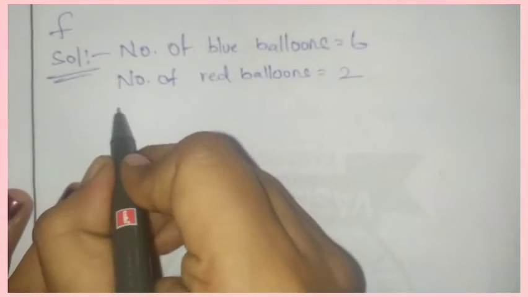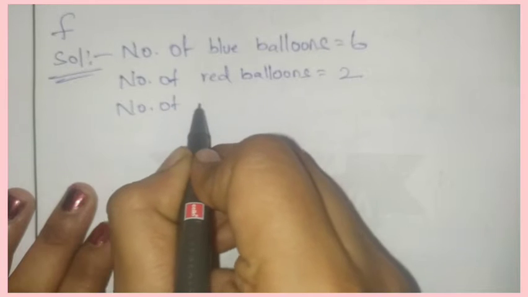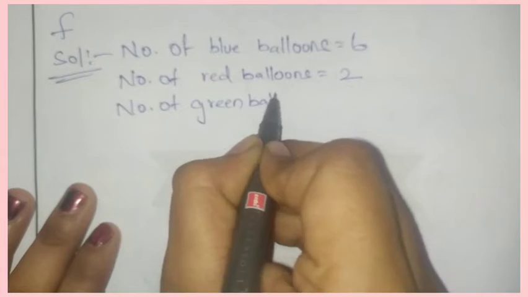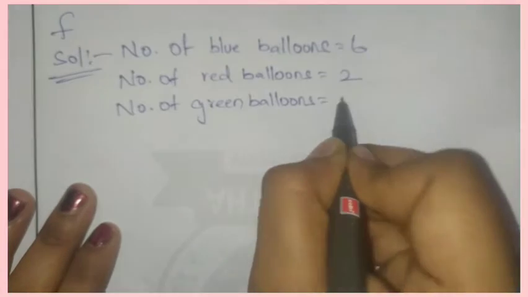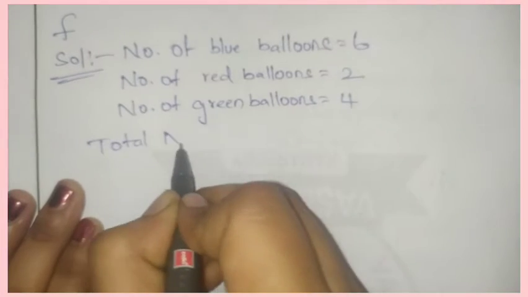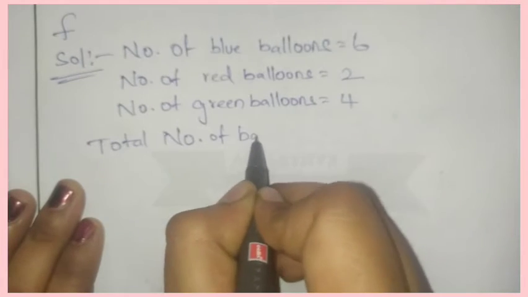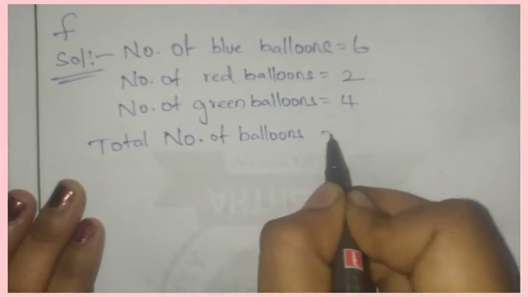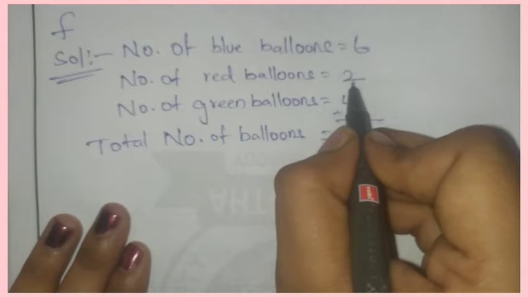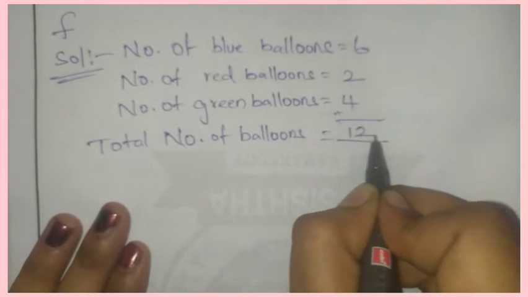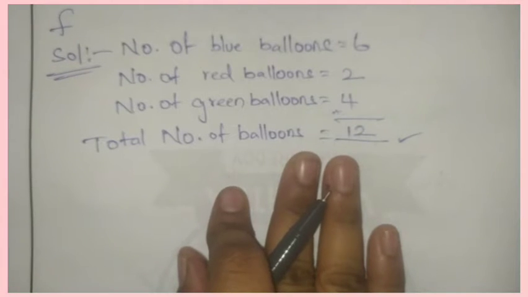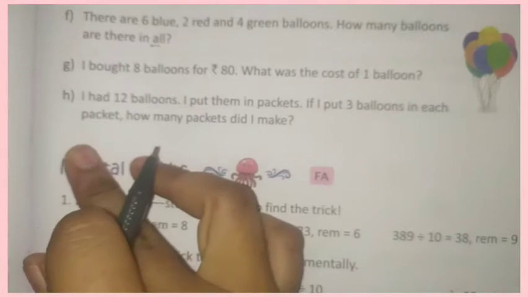2 are there. And number of green balloons. How many green balloons are there? Yes, 4. Okay. Now we'll write total number of balloons. 6 plus 2, 8. 8 plus 4, 12. There are total 12 balloons. This is F answer.